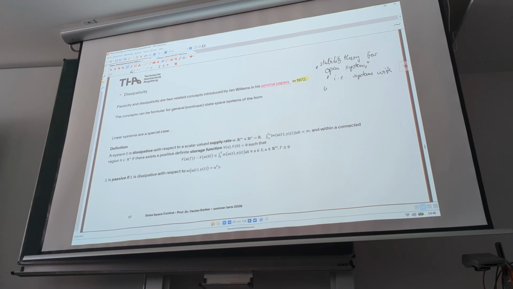Inputs and outputs, this would be a U and a Y, or systems that are interconnected by Dirac structures, right? Or I can say ports, right? Systems with inputs and outputs or ports, okay?